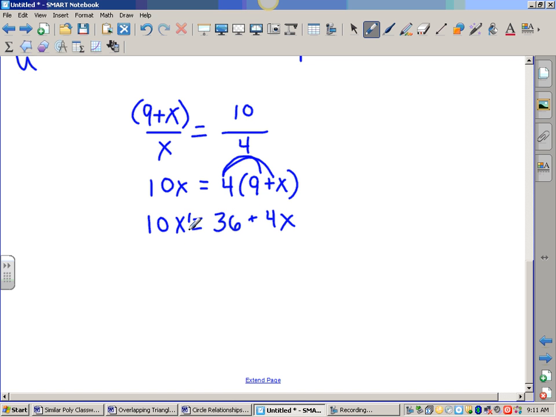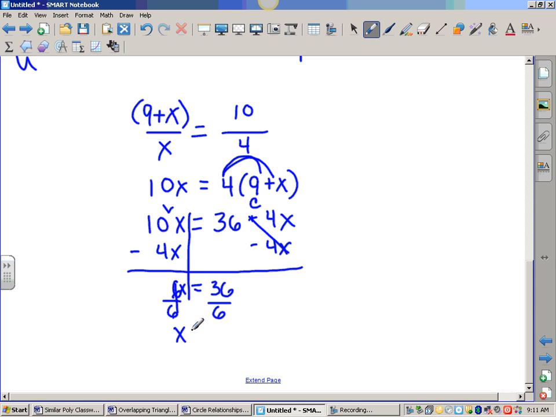Now there's variables on both sides, so we're going to set up our v's on the left and our c's on the right. 10x is a variable, so he's okay right there. I'm going to subtract my 4x. Since he's not a constant, he's a variable, he belongs on the left side. 10x minus 4x is 6x equals 36. The 6 and the x are connected by multiplication. I'm going to break them by dividing, my inverse operation, and 36 divided by 6 is just 6. There's your value for x.